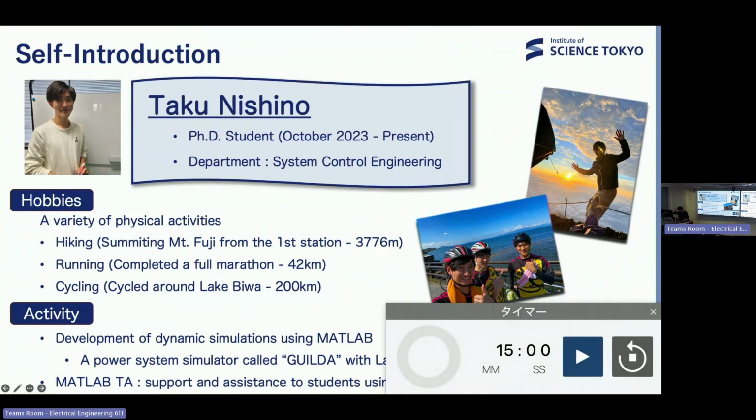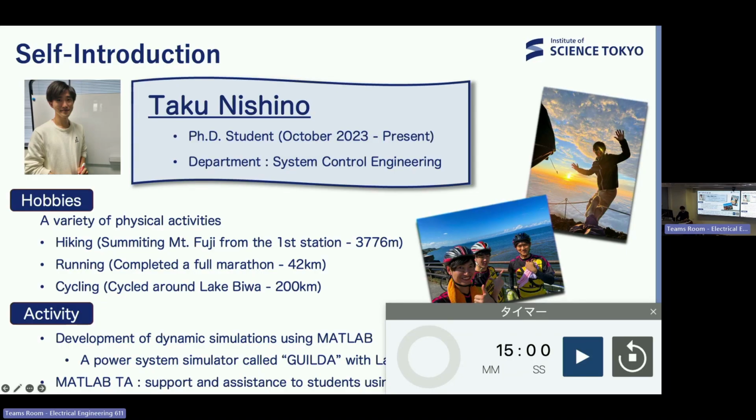So let me start with a brief self introduction. I'm currently a doctoral student at the Institute of Science Tokyo, and I've been at the university since my undergraduate studies, mainly specialized in system and control engineering. This field involves modeling various real-world systems as differential equations, and then performing stability analysis and controller design, and so on. In my case, I apply this to power systems.